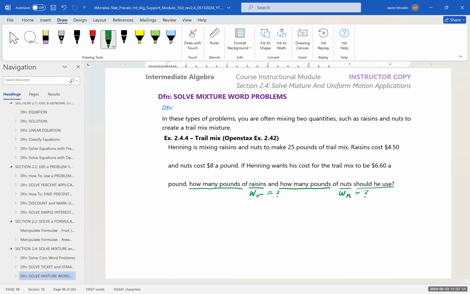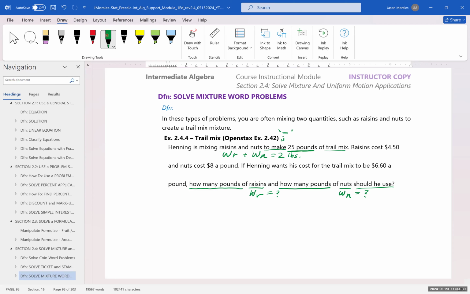Okay, so let's look at this first sentence. Henning is mixing raisins and nuts to make 25 pounds. So this is a weight of trail mix. We've got the weight of raisins plus the weight of nuts, and it says "to make," that's like saying "is," which is like an equals. So that's going to equal 25 pounds.